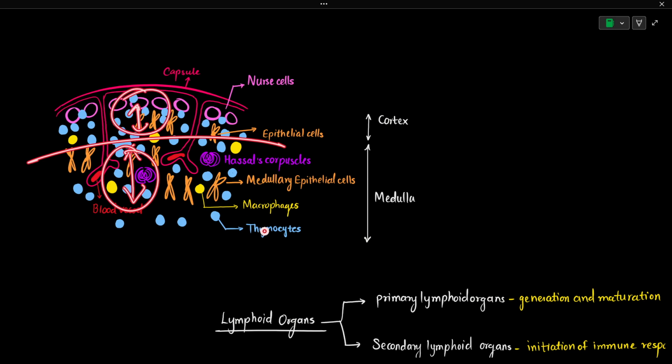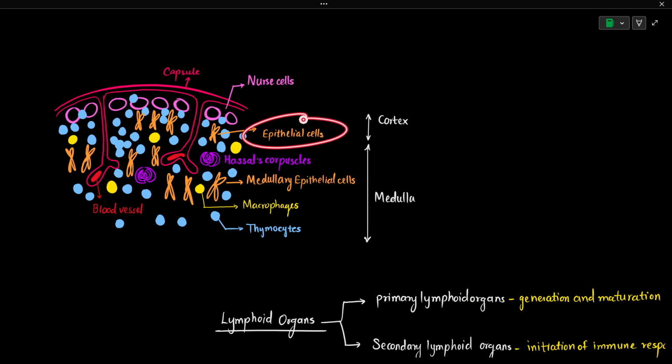So in the cortical regions exist the epithelial cells as well as the nerve cells. The nerve cells that are a part of the cortex are actually providing nourishment to the thymocytes. So these blue ones are the thymocytes, and the thymocytes are present both in cortex as well as in medulla. But in the cortex region, they are undergoing division. So here you can see the dividing thymocytes, and they are very densely packed in the cortical region.